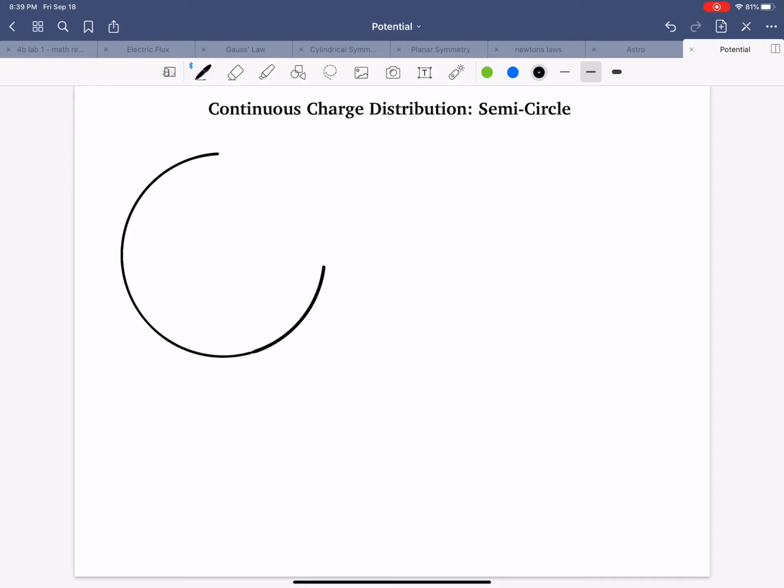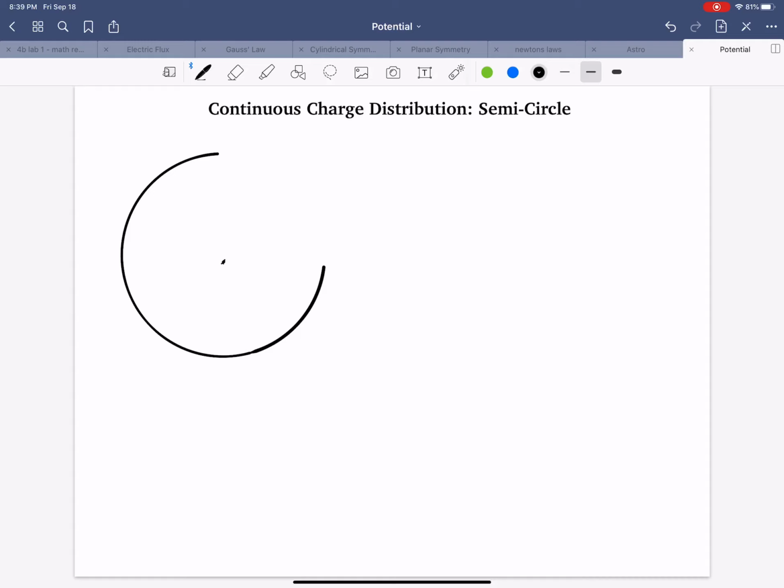So in this example, we're going to take a look at how to find the electric potential for a semicircle or an arc of some arc length. We're going to take a look at how to find it for the center. That'll be important. You'll see.